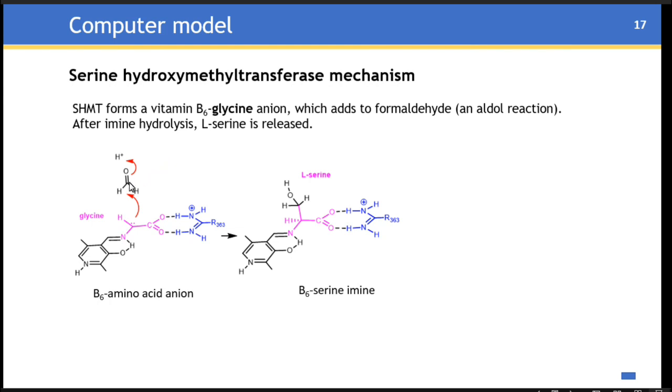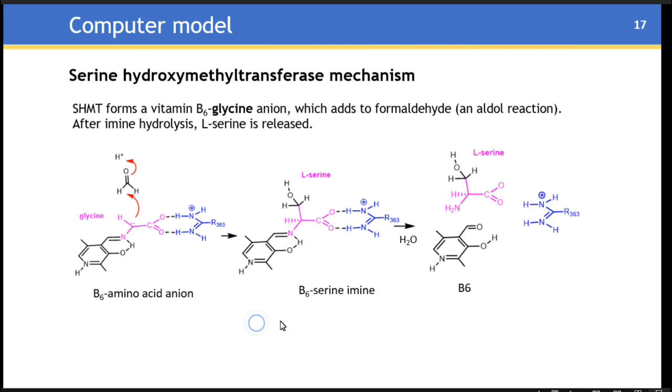It's not shown here, but this, or something like it anyway, is in there, very close to this carbon, and adds onto it. This is called an aldol reaction to give the serine imine, and that's hydrolyzed away to give L-serine. This is the source of L-serine inside cells. This regenerates the B6 cofactor.